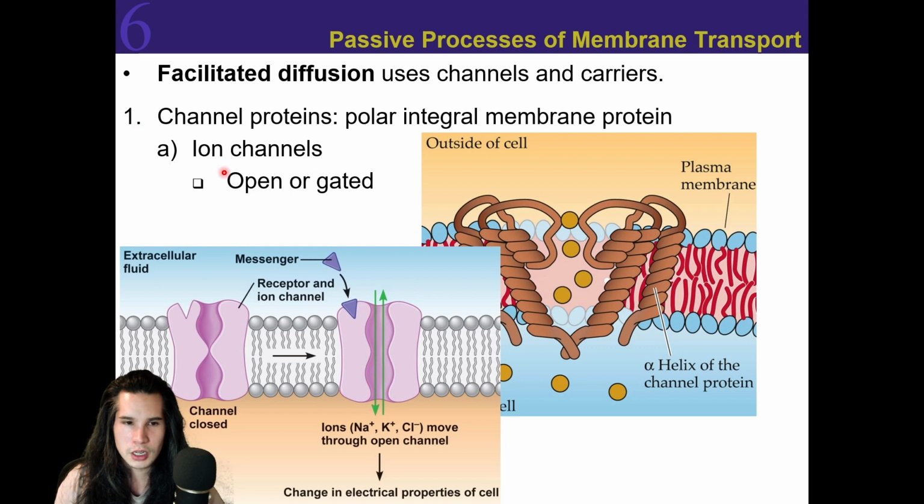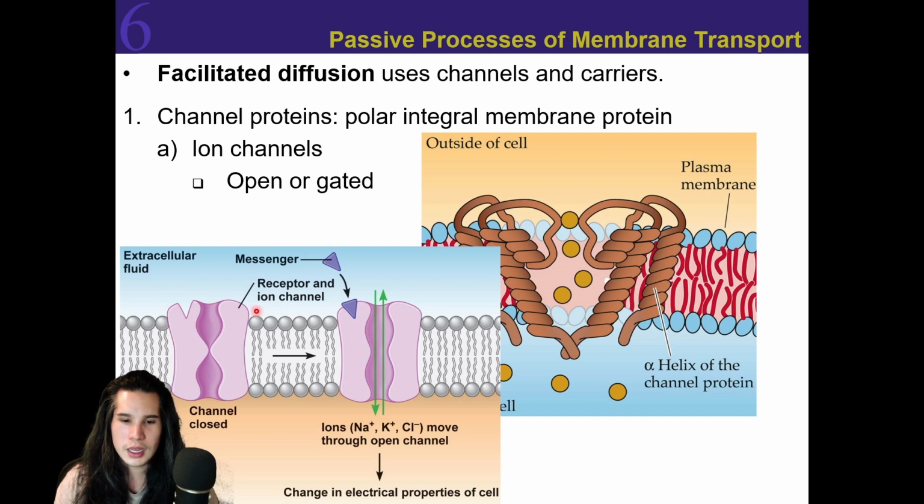The first one we can talk about are ion channels, and you could either have an ion channel that is simply always open, allowing ions to flow through, or they could be gated, meaning they're waiting for some kind of cell signal or messenger to open up the channel.